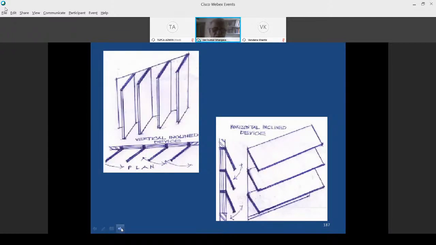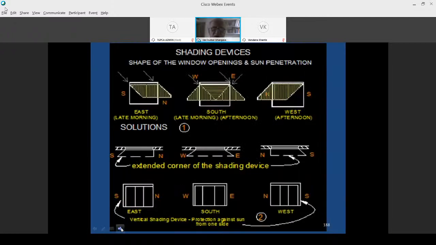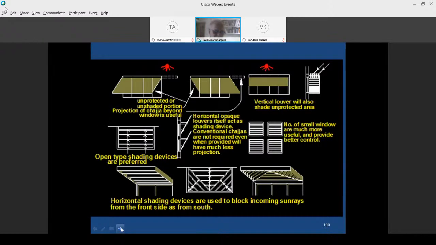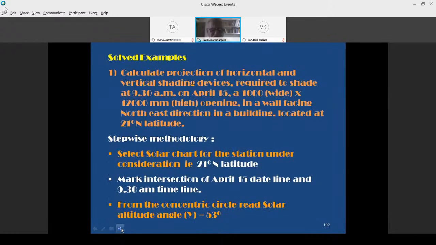In brief, before I conclude, we will just discuss how to calculate projection of the shading devices. Please, friends, after this, we will stop. It is important, otherwise it will not be possible to cover this portion.